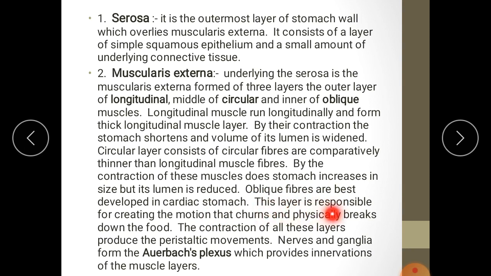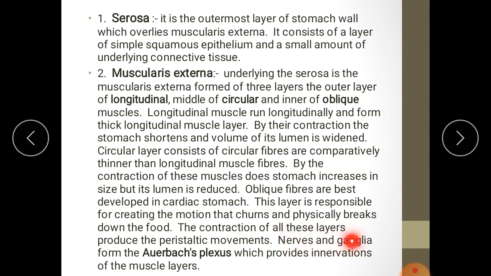This layer is responsible for creating the motion that churns and physically breaks down the food. The contraction of all these layers produces the peristaltic movements. Yes, peristaltic movement is very important in the movement of food through the alimentary canal. For the proper movement of the food through the alimentary canal, peristaltic movement is important. That peristaltic movement is developed by the contraction of all these muscles.